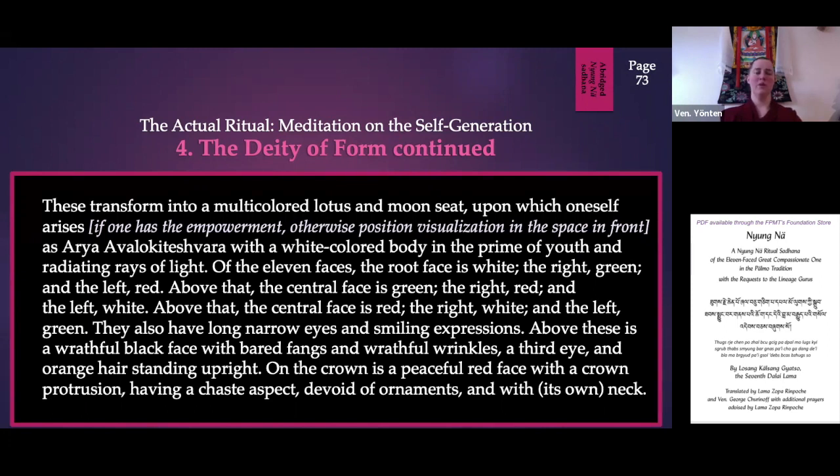Above these is a wrathful black face with bared fangs and wrathful wrinkles, a third eye and orange hair standing upright. On the crown is a peaceful red face with a crown protrusion, having a chaste aspect, devoid of ornaments, and with its own neck.